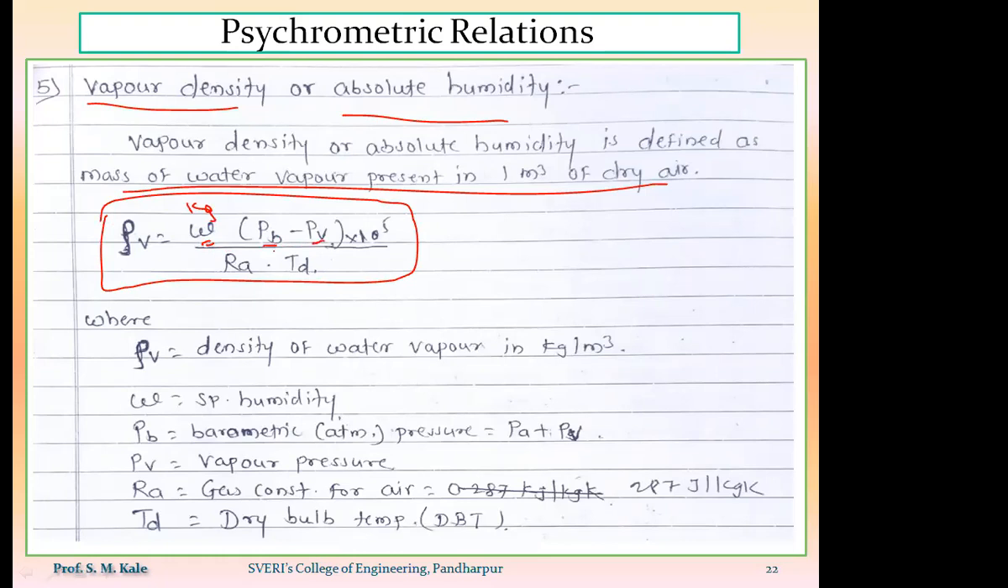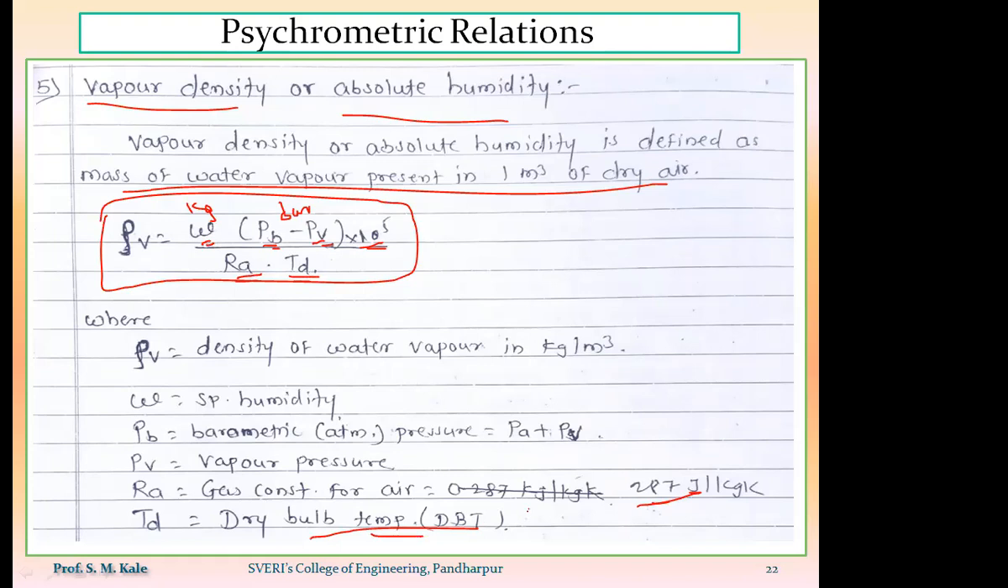Then Pb minus Pv. Pb means barometric pressure. Pv means partial pressure of water vapor corresponding to moist air. Both of these terms should be in terms of bar. If both the terms are in bar, then I have to multiply by 10 raised to 5 divided by Ra. The value of Ra I have to take as 287 joule per kg Kelvin. And Td is nothing but dry bulb temperature in terms of Kelvin.